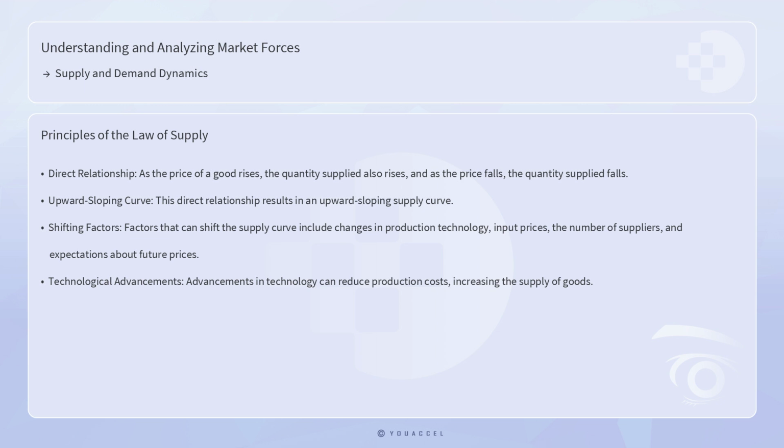Factors that can shift the supply curve include changes in production technology, input prices, the number of suppliers, and expectations about future prices. For instance, advancements in technology can reduce production costs, increasing the supply of goods.